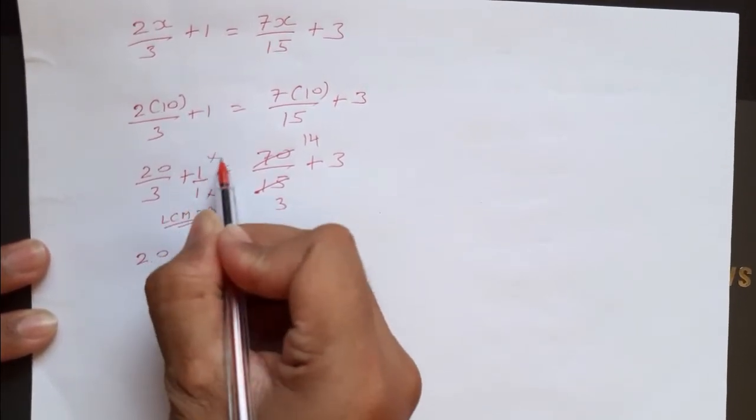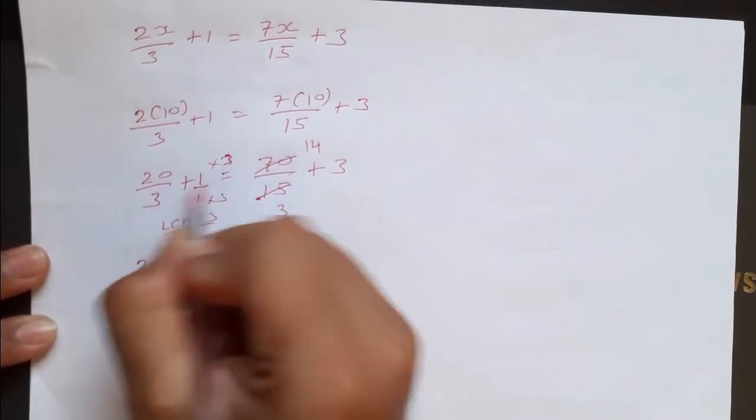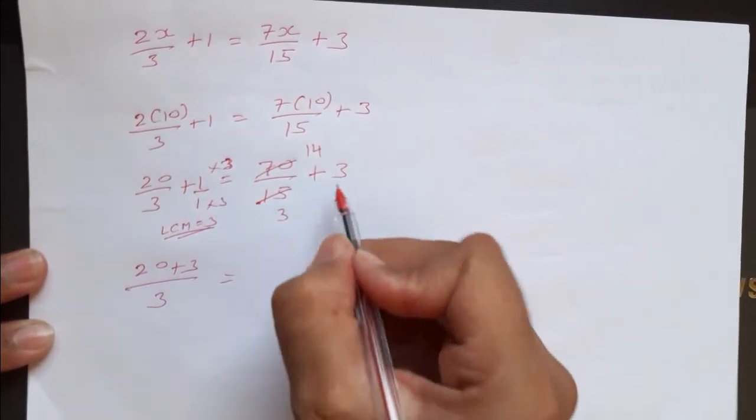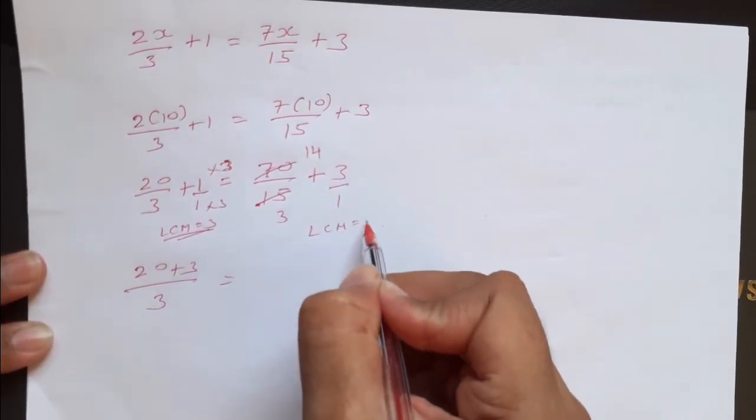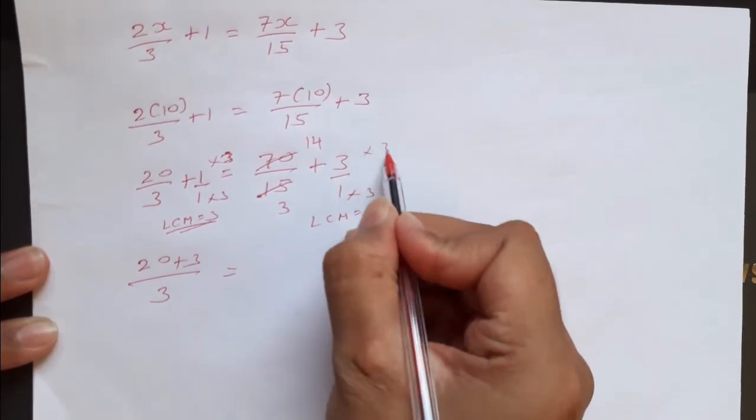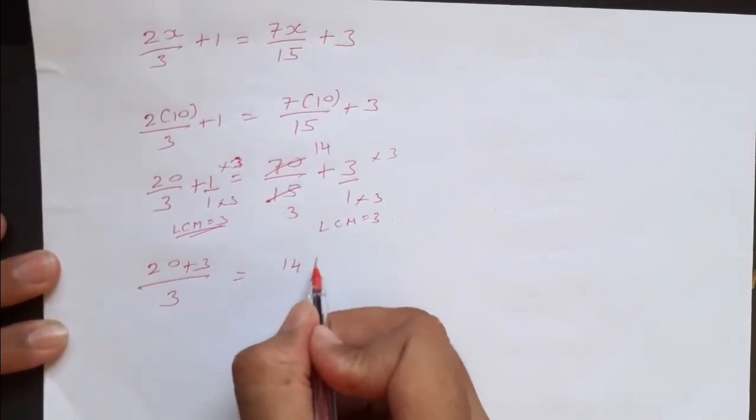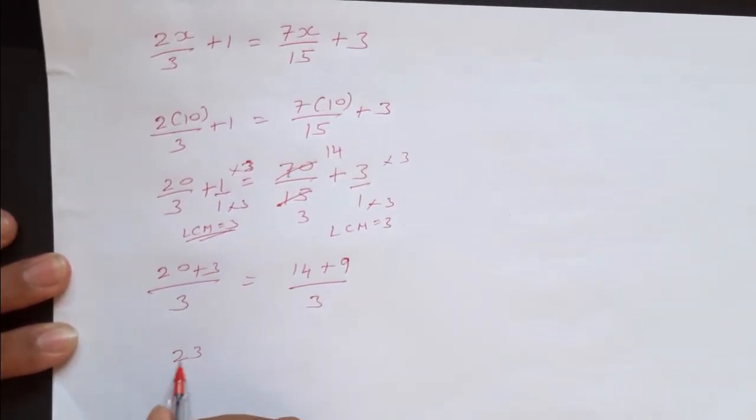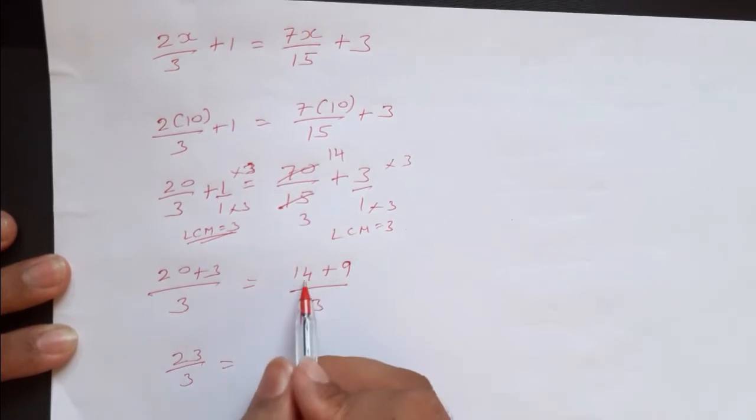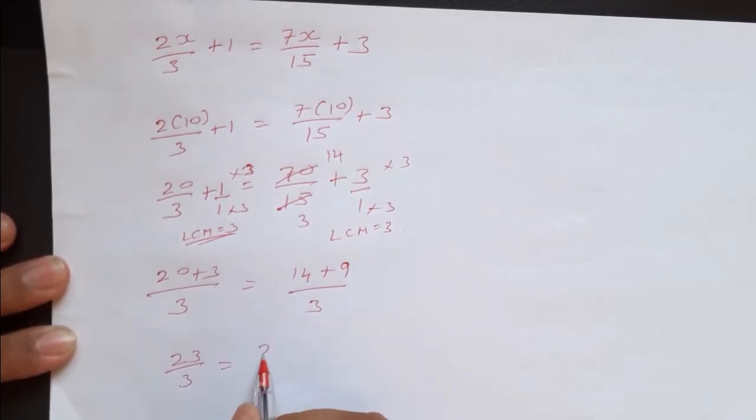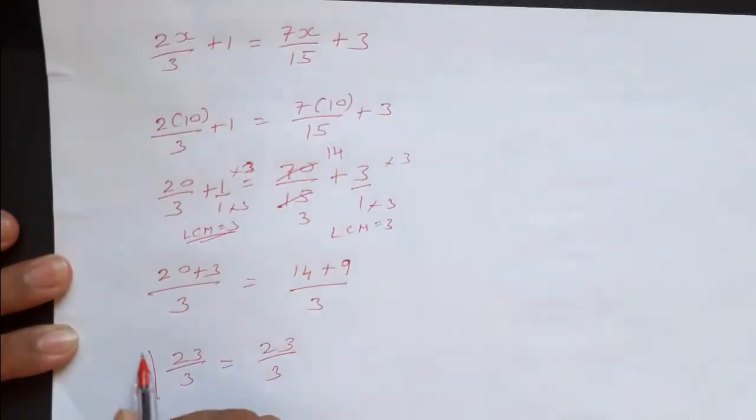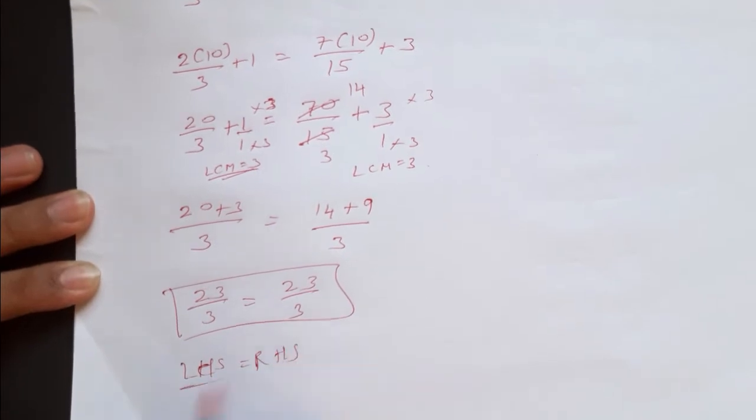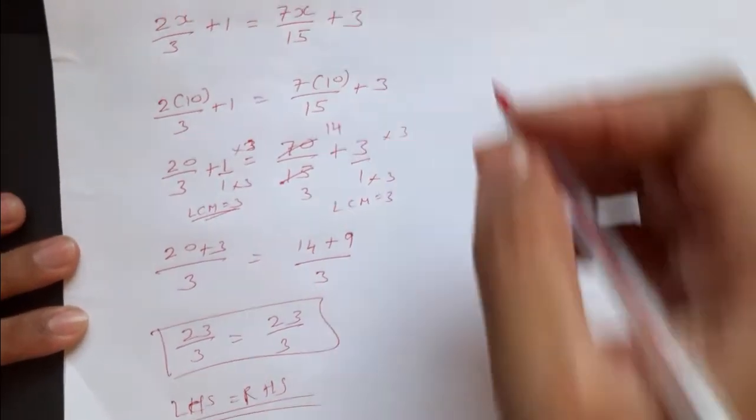So 20 plus 3 will be 23 upon 3, and here the same. So 3 3s are 9. So 14 plus 9 upon 3. Then 20 plus 3 will be 23 upon 3. That is equal to 14 plus 9 is equal to 23 upon 3. So here we can see that LHS is equal to RHS. Now next one.